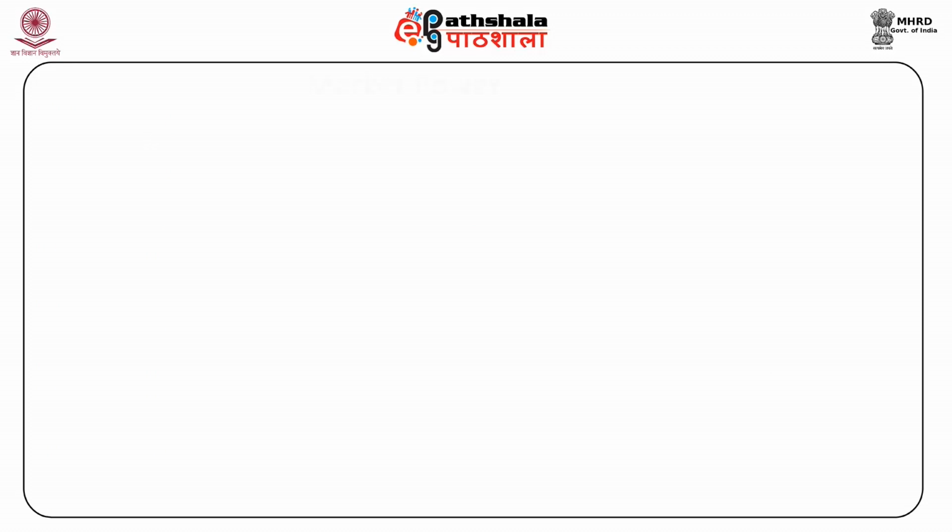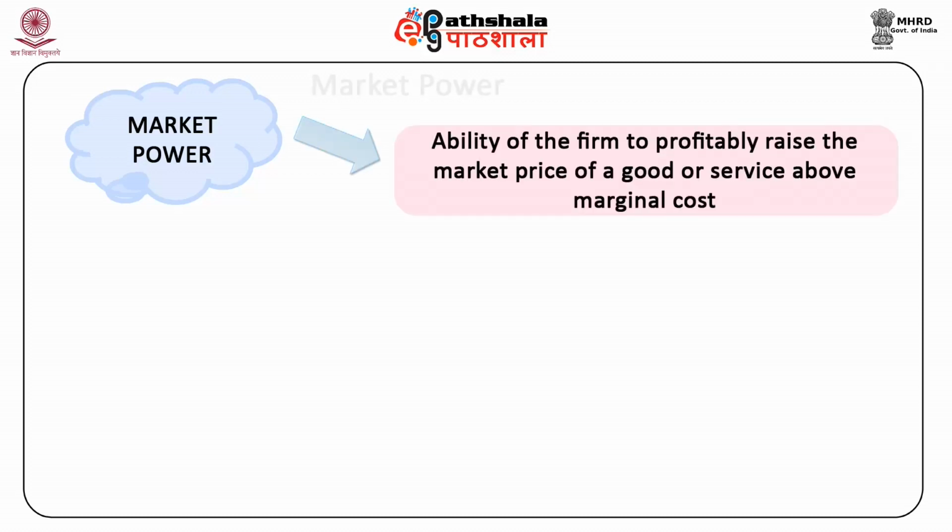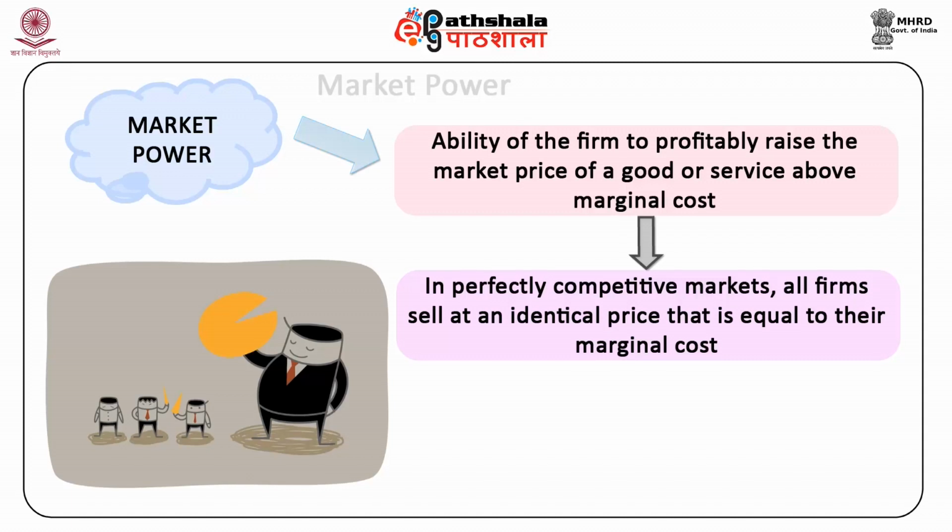Now, we will discuss the concept of market power. Market power is defined as the ability of the firm to profitably raise the market price of a good or service above marginal cost. In perfectly competitive markets, all firms sell at an identical price that is equal to their marginal cost. No individual firm possesses any market power. If any firm were to raise its price slightly above the market determined price, it would lose all of its customers since they would switch to other firms who continue to sell at the market price.